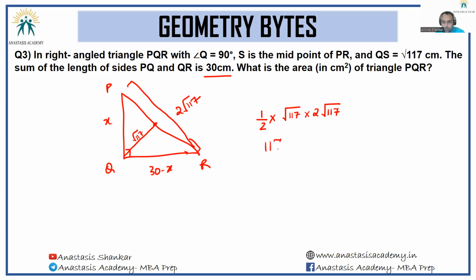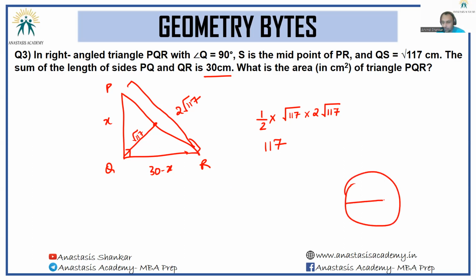So 117 I'm getting. But if it was 117x and 30 minus x, that doesn't make sense. This will not be the height. Just let me see. No, I'm thinking this way.